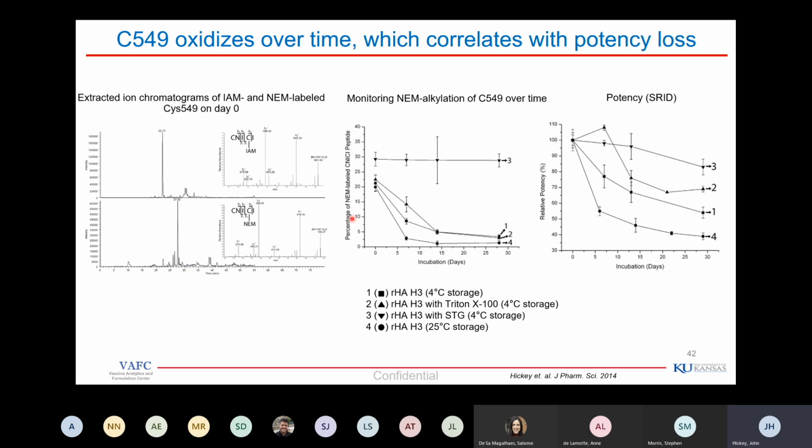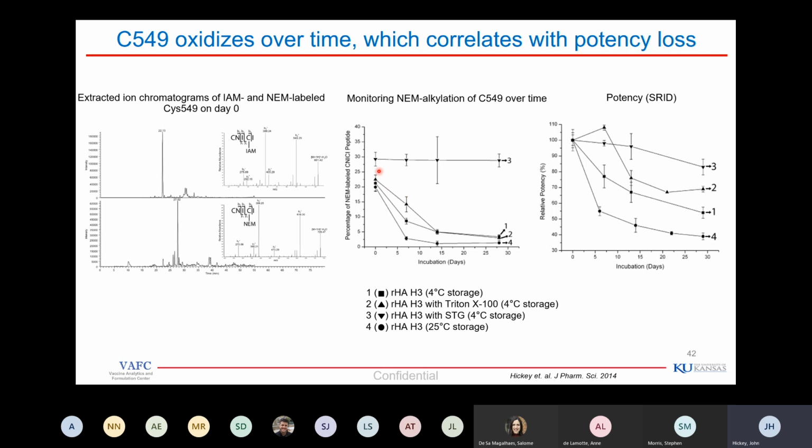And so that's what we did. We essentially set up another 1 month incubation and quantified the relative abundance of each labeled cysteine. So I just have representative spectra on the left showing the ion chromatograms of iodoacetamide labeled cysteine versus NEM labeled cysteine, and we quantified the relative abundance of these two peaks over time.